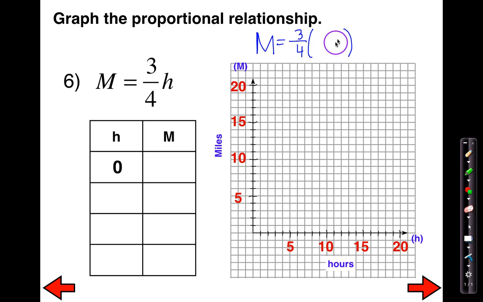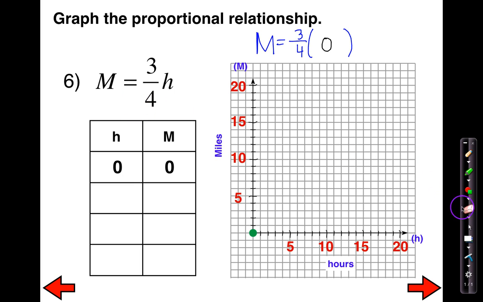Here, if I plug in 0, what would M be? Well, M would be 3/4 times 0, which I would say is 0. So I'm going to go ahead and plot my point at the origin. So far so good for proportional relationship. And just real quick, we know it's a proportional relationship based off of the equation because it is in the form of y equals kx.